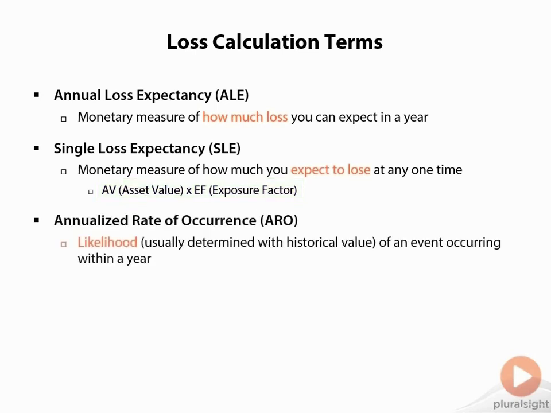And then we have the annualized rate of occurrence, or the ARO. That, again, gets back to the likelihood. And that's usually determined with historical values of an event occurring within a year. So we're going to go back and look, okay, what's the realistic number? How many times did we get hit with this last year, or the last 2 years, or the last 5 years? Okay, you look at some type of historical trending, so you get an idea of the likelihood that I'm actually going to be hit with this specific vulnerability being exploited, or that I'm going to have some type of threat. And then when you do that, you multiply the SLE times the ARO, the single loss expectancy times the annualized rate of occurrence, and that's going to give you your annual loss expectancy.